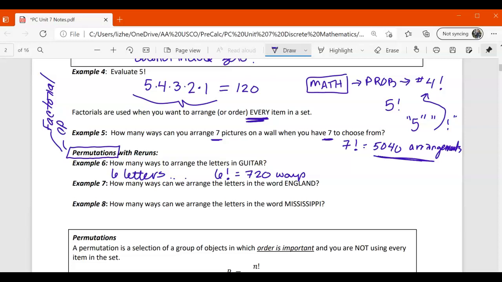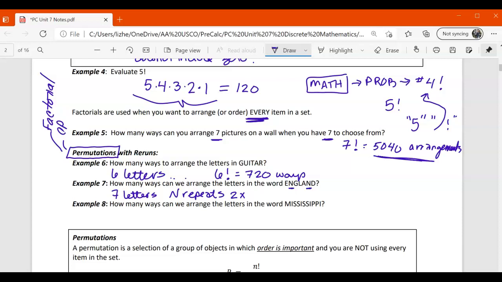Going on to example 7. How many ways can we arrange the letters in the word England? So again, you count and you see you have 7 letters, but the problem is that the N is a repeat letter. And so since N repeats 2 times, like if you put this in a computer program and it arranged these letters in different ways, it doesn't matter which N is which N. And so what we have to do is divide out that repeat.